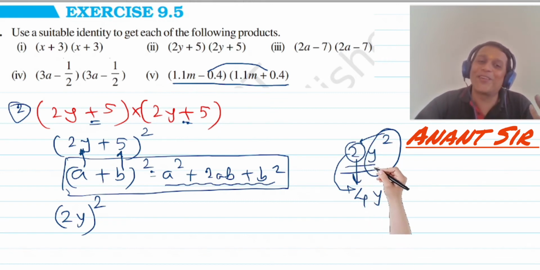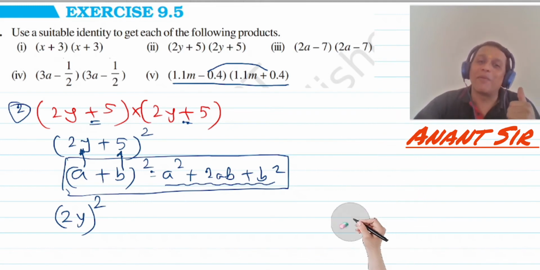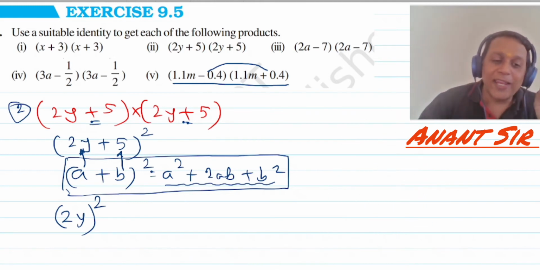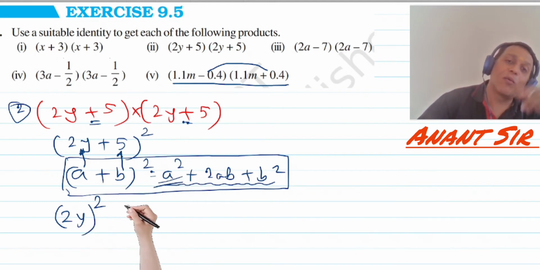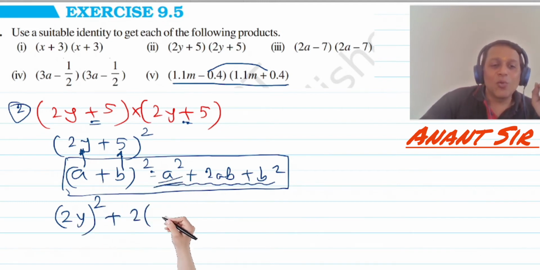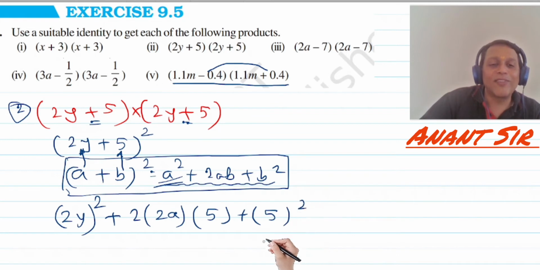Because we have not given any bracket here, we have to give the bracket. We have to remember this thing. So a is the first term, that is 2y. So a square means (2y) whole square, plus 2 into a into b, a is again 2y, into b is 5, plus b square is 5 square.